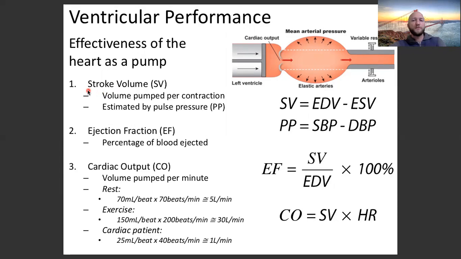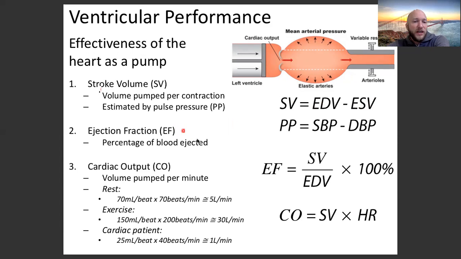So let's look at a few factors that affect your heart's performance. Stroke volume, or SV, is what we were just talking about. It's the volume pumped per contraction. You can estimate it by pulse pressure. Pulse pressure is equal to systolic blood pressure minus diastolic blood pressure. Stroke volume is calculated by end diastolic minus end systolic volume.